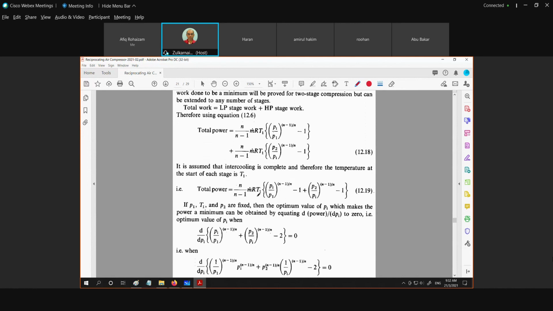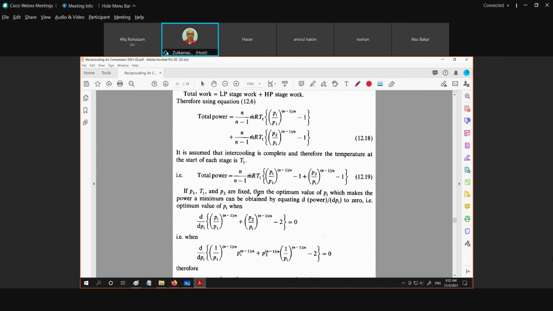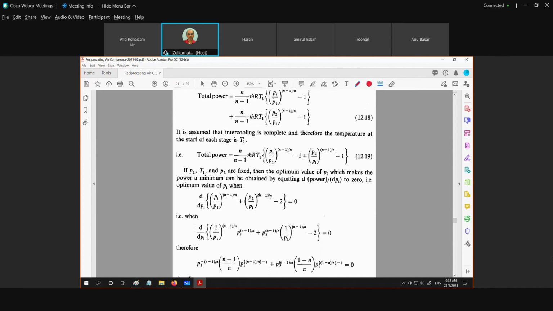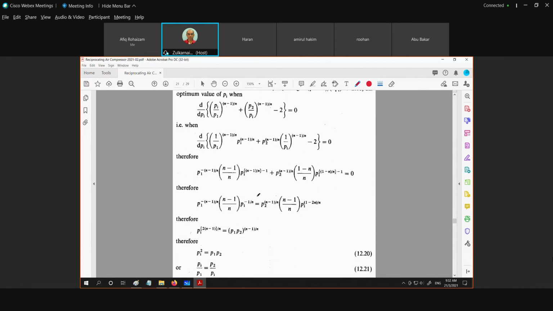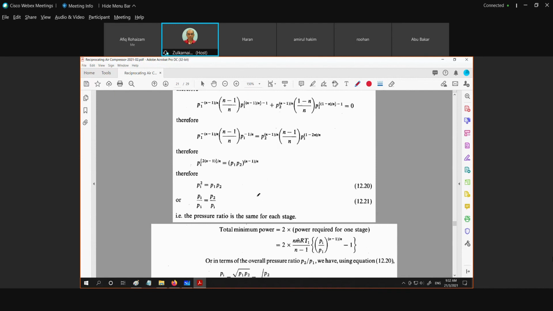And then untuk mendapatkan the ideal PI, kita akan differentiate the equation which is equal to 0. Kita akan differentiatekan work dengan pressure. So bila kita differentiatekan dia, apa yang kita dapat? This is what we have. Mengatakan apa? Mengatakan kita mesti same pressure ratio.